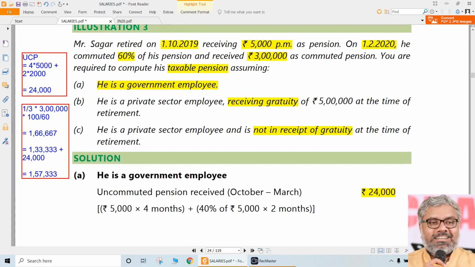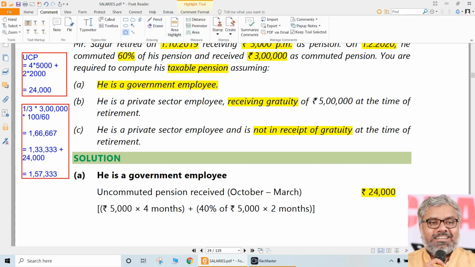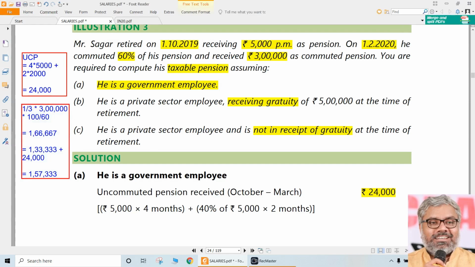Now, for point number C, what happens here? Only one change happens. In point number C, instead of 1/3, there will be half. Just change that. Half of the commuted pension, had he commuted the whole of the pension. How much amount will this be then? That will be 2,50,000, isn't it? Because 3 lakhs into 100 by 60, 5 lakhs we already got. 5 lakhs by 2 is 2,50,000. So 2,50,000 is the exemption under 10(10A).